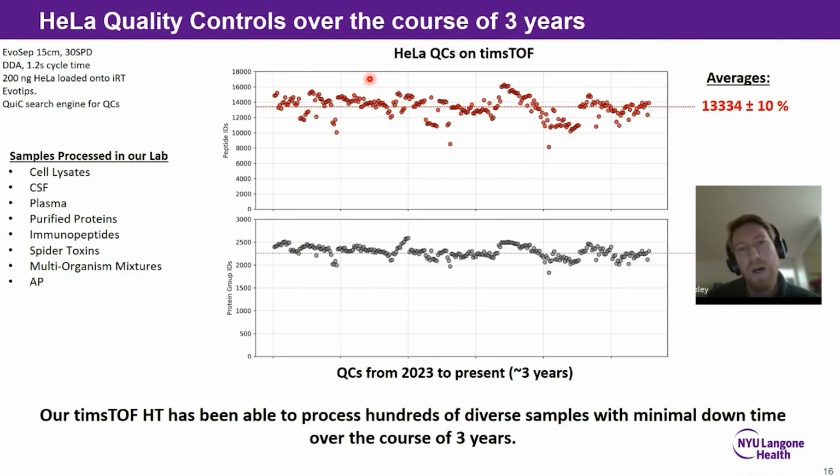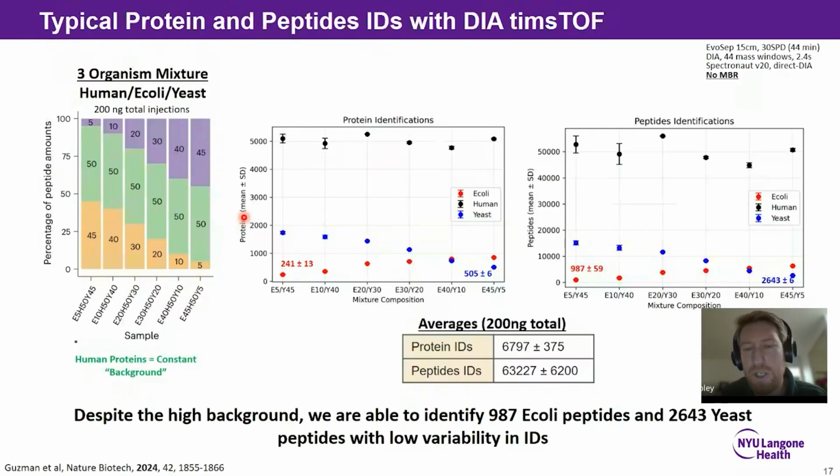We use HeLa digest to do our QCs, 200 nanograms. The mass spec's only good if you can continuously use it, and if it's down, that's not ideal. So we've been really happy with how well it's been performing over quite a few years. Just in case you were curious, I wanted to give you some numbers in terms of protein and peptide identification. We use a 3-organism mixture to benchmark our instruments, and in this case, the human is always going to stay constant.